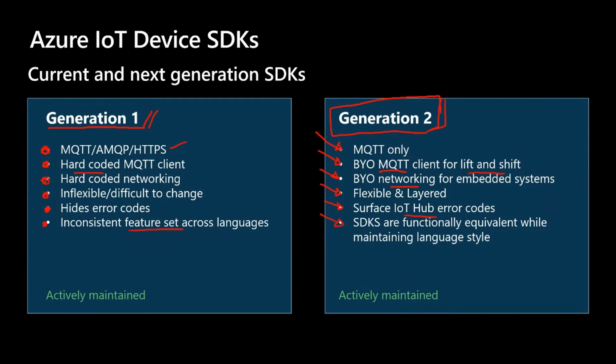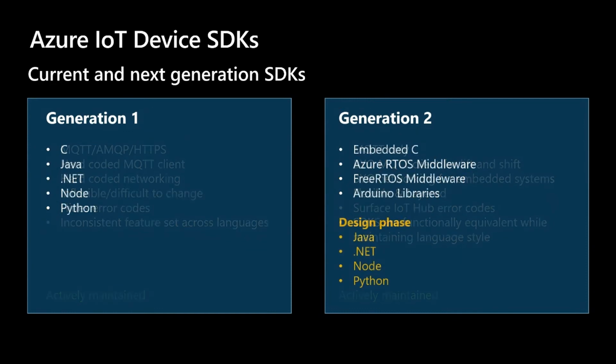And finally, these SDKs would be functional equivalent, but they were still maintaining their language style, which means that even though across the SDKs, the functionalities will be there, we're still understanding and respecting the fact that when you create something in C, it should look and behave like a C application, and same goes for C# and same goes to Java. And this is not only the plan for the future, but this is already a reality for some of the SDKs. So when we're looking at what are the SDKs generation 1 that are alive, so these are all of the options: C, Java, .NET, Node, and Python.